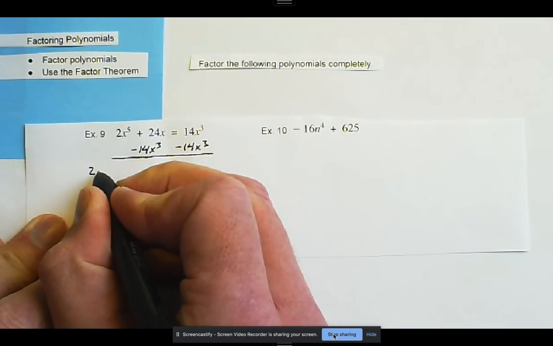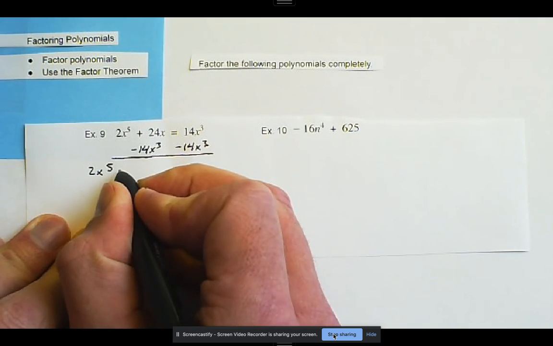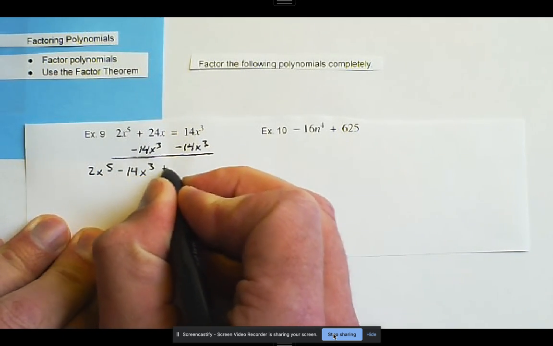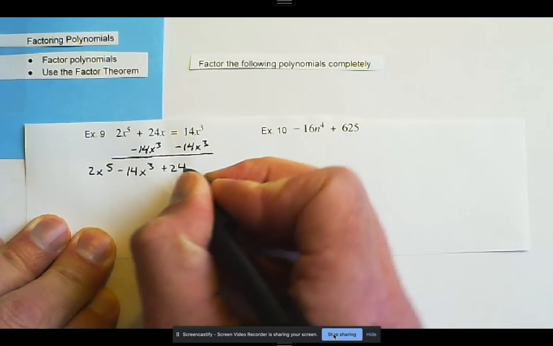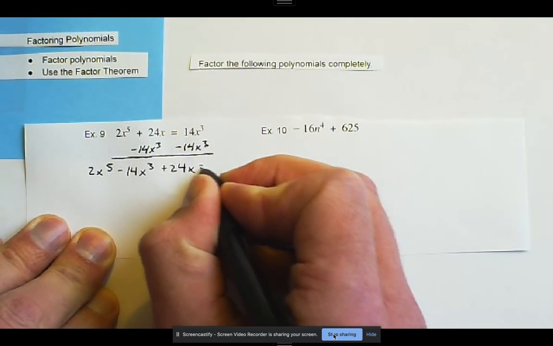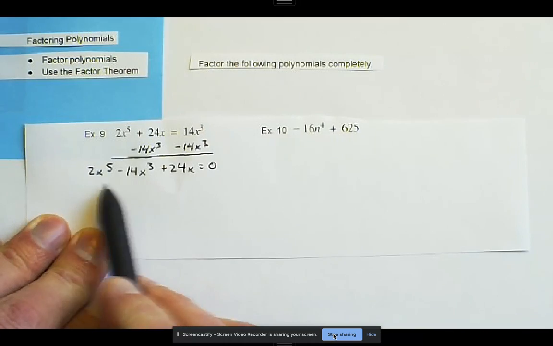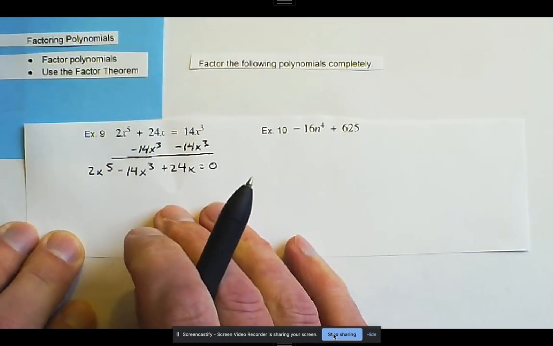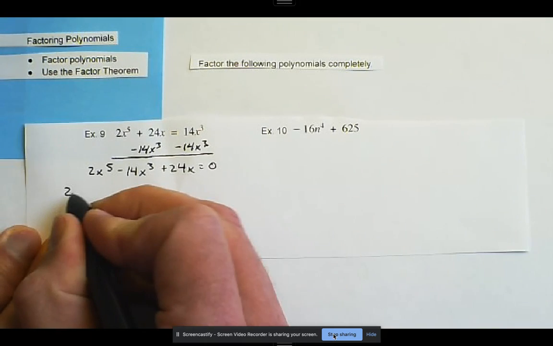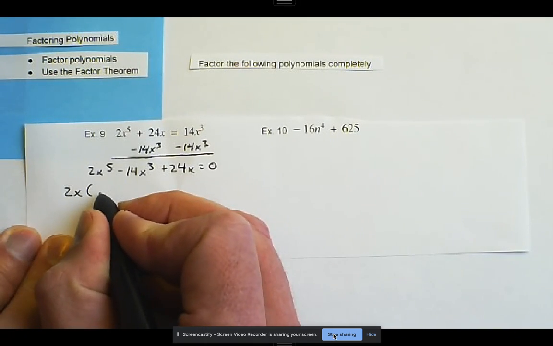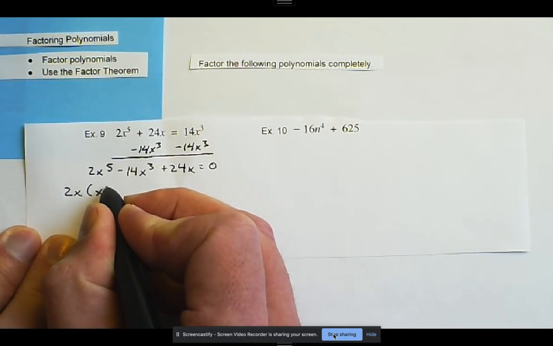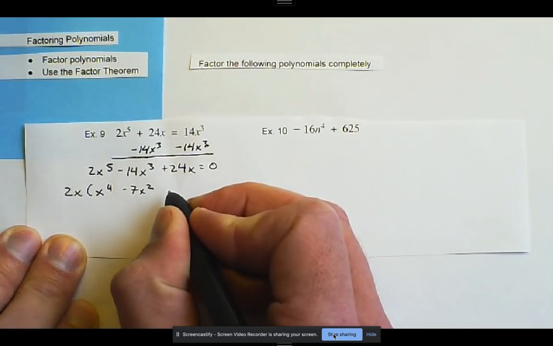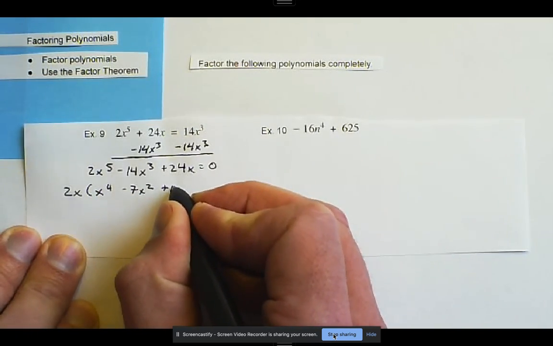So we get 2x to the fifth minus 14x cubed plus 24x, and that's equal to 0. All these are even, and they all have at least one x in it, so we can factor out a 2x, and that's going to leave us x to the fourth minus 7x squared plus 12.